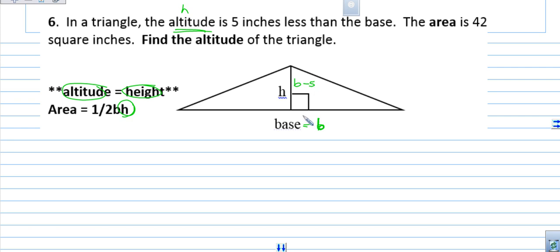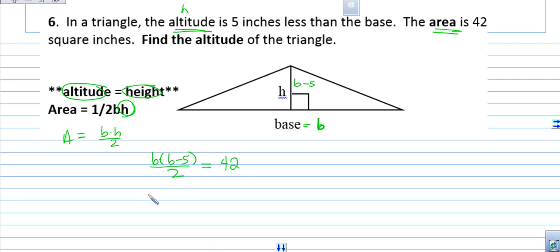Okay? And so it says the area is 42 square inches. Well, remember, area is 1/2 base times height, or base times height over 2. Either one of those works. So whichever one you like to do. Most people like this one. So I'm going to go with this one. Okay? So base is just the b times the height, or parentheses times the height, which is b minus 5 over 2 equals the area, which is the area they said was 42. So we do 42 here.